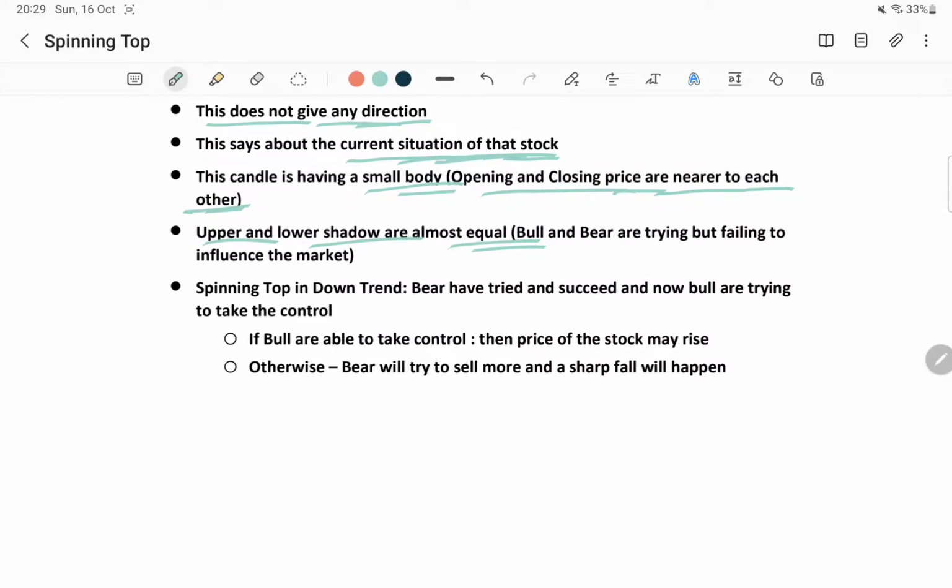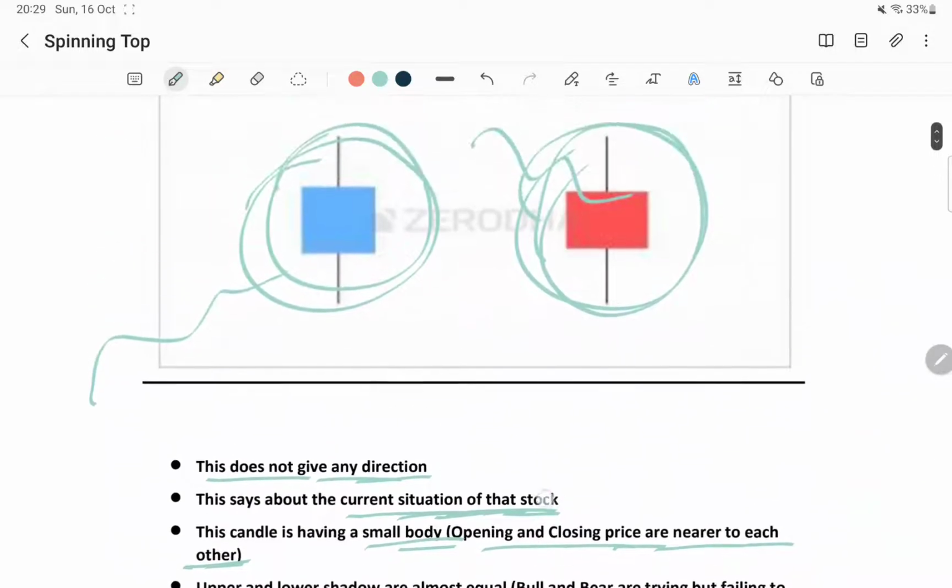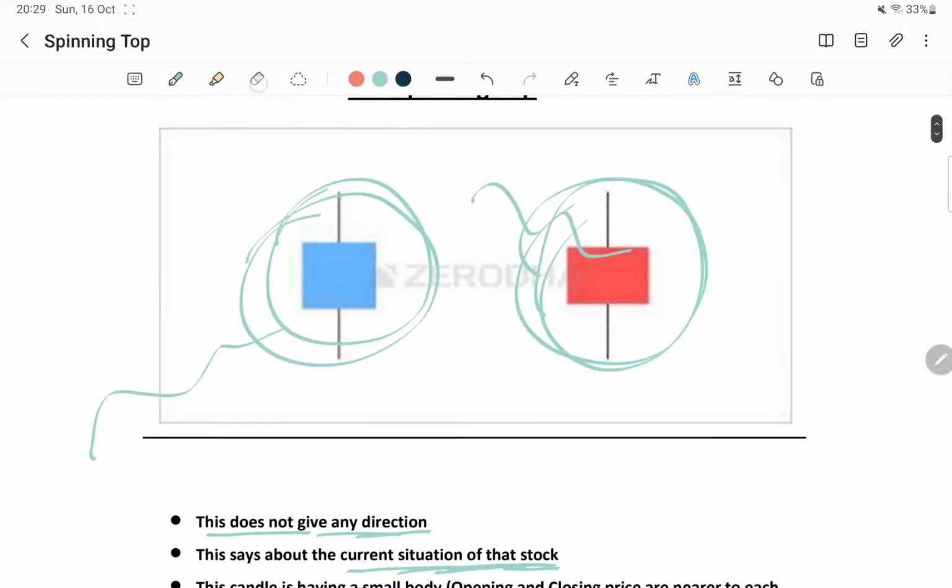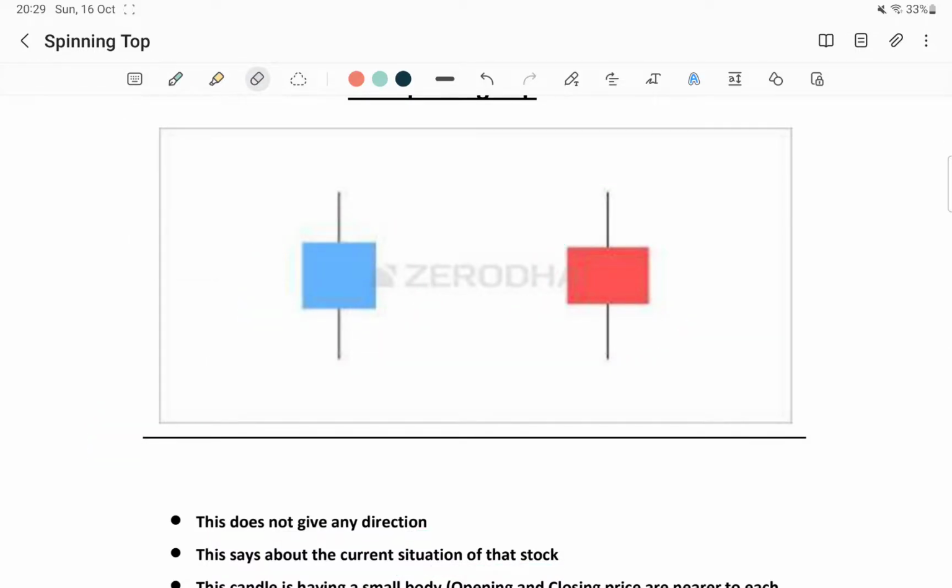That means bull and bear are trying to influence the market, but they are failing. What is the meaning of that? Let me take an example. If I take this particular example, in case of this blue candle, the stock opens at this particular position. Then the bear entered the market.